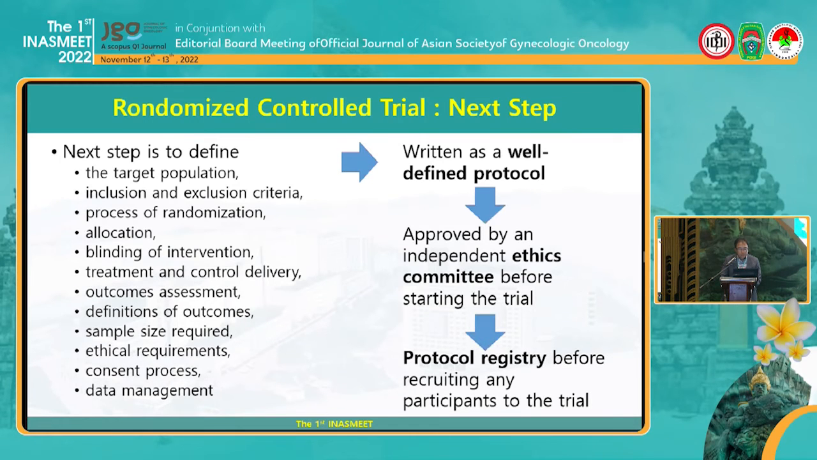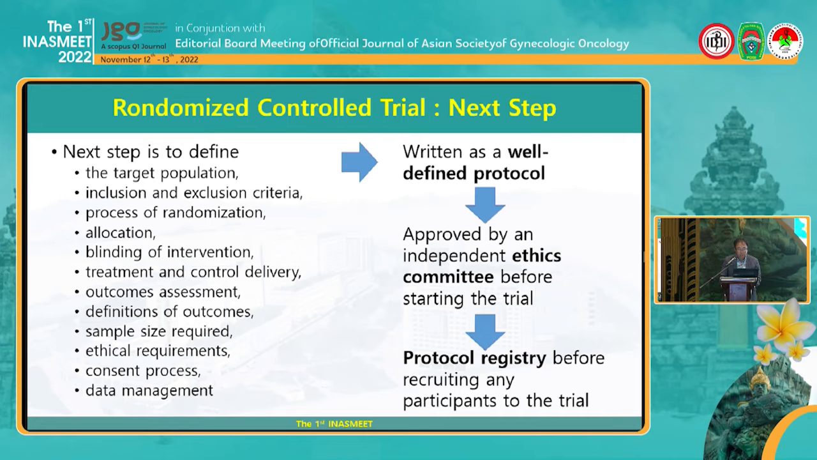Once a research question is generated, the next step in the conduct of an RCT will be to clearly define the target population, inclusion and exclusion criteria, and the process of randomization, allocation, blinding of intervention, treatment and control treatment delivery, outcome assessment, definition of outcomes, sample size calculation, ethical requirements, and the consent process, and finally, data management.